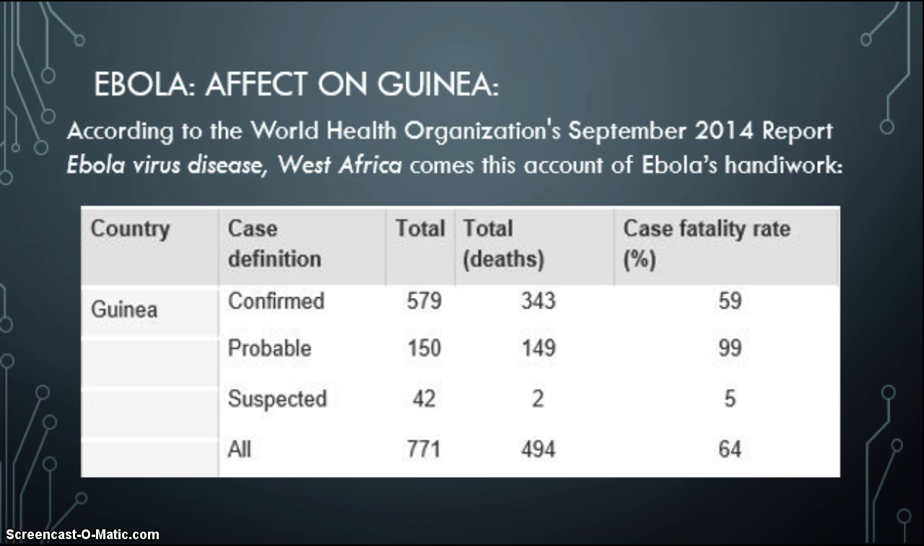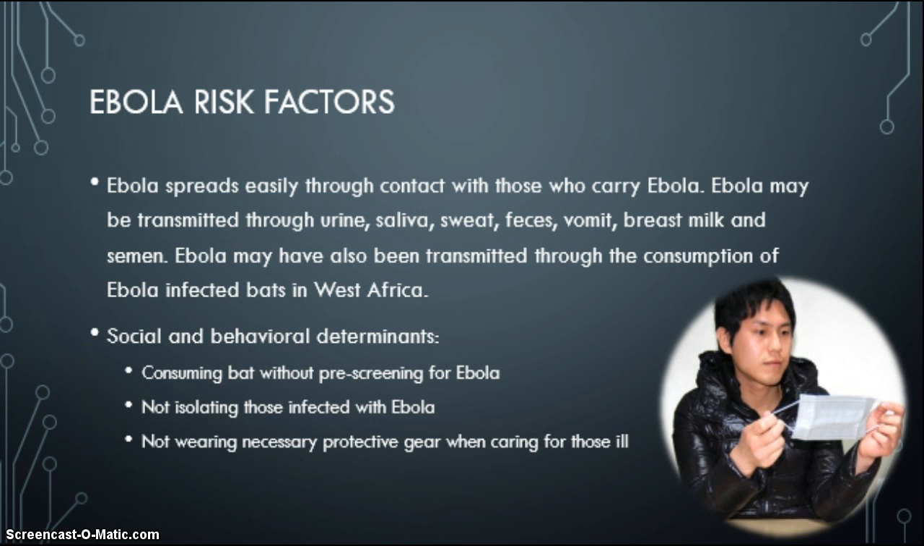Ebola's effect on Guinea. According to the World Health Organization's 2014 report, Ebola virus disease West Africa, comes this account of Ebola's handiwork. Morbidity report confirmed, 579 cases. Mortality report confirmed, 343 deaths.